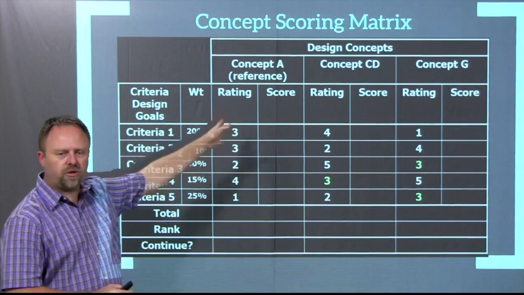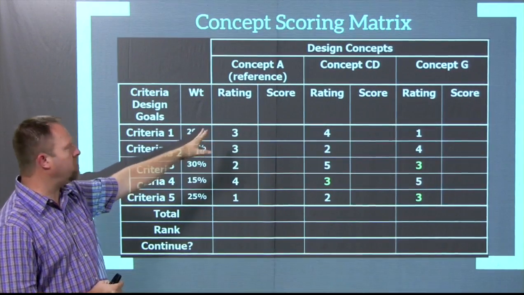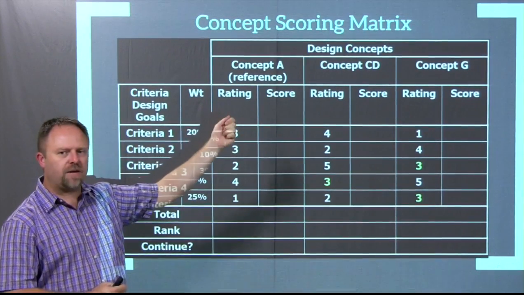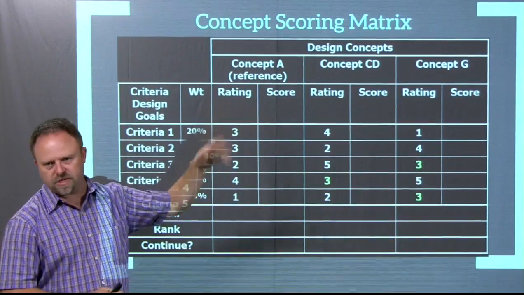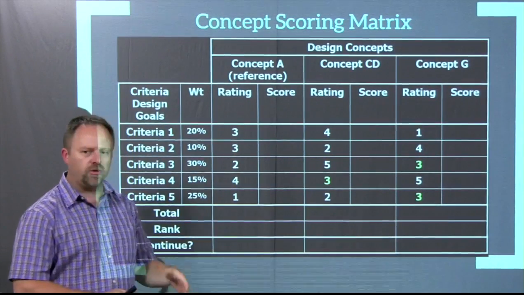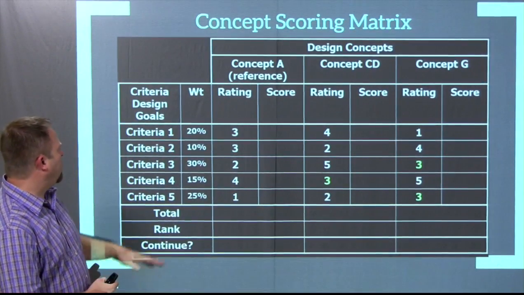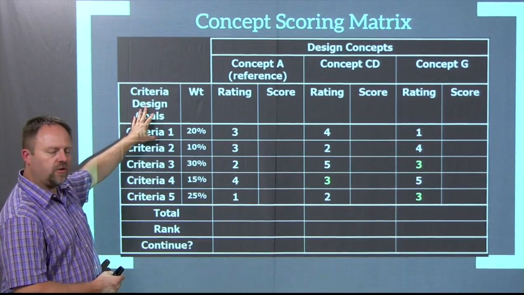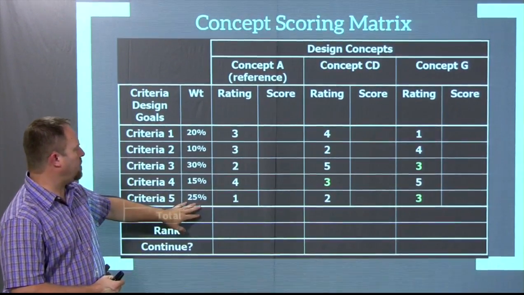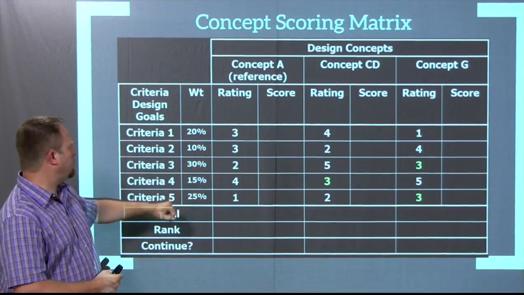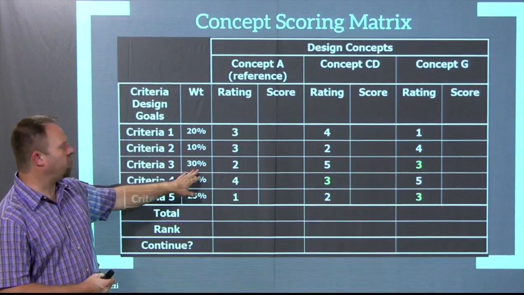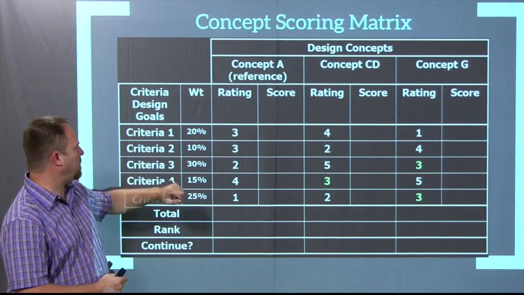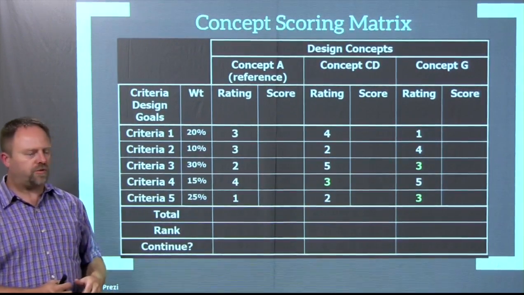Concept A was our reference, and we'll include that here. We weren't really going to move on with it, but we're going to include it as our reference. Concept CD, the combination, and maybe there were some other concepts such as G that we wanted to include because it was a good idea. Then over here for our criteria, these were our design goals again, that we've broken down and given some weighting factors. So the most important one here is criteria 3. We've given that a 30% ranking, and then this one has a 25 and a 20. And if you add these all up, it has to be 100%.